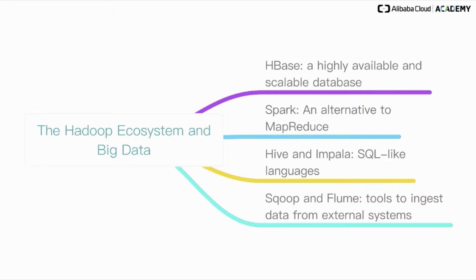Spark is an alternative to MapReduce. It is faster and easier to use. It can process streaming data. Hive and Impala are SQL-like languages. They allow us to process big data using a familiar language, SQL, and you can analyze data without needing to be a programmer. Sqoop and Flume are tools to ingest data from external systems. Data held in an RDBMS or being generated on the fly can be easily imported into Hadoop with these tools.